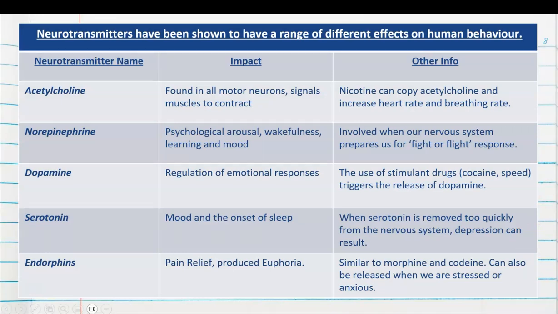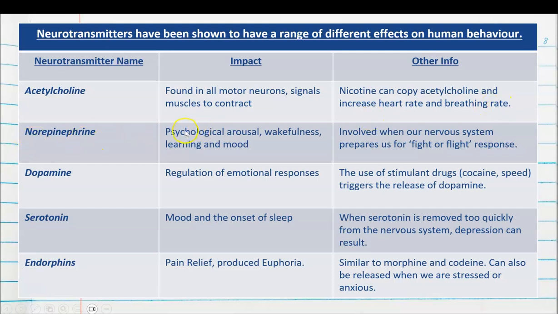Neurotransmitters have been shown to have a range of different effects on human behavior. Starting with acetylcholine, it's found in all motor neurons and signals our muscles to contract. Some more info about acetylcholine is that nicotine can copy acetylcholine and increase heart rate and breathing rate. That's why we know that nicotine is a stimulant, because it does that process.